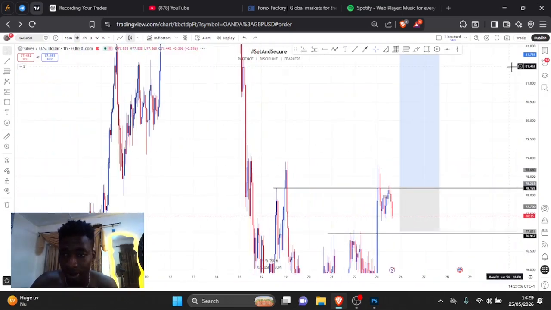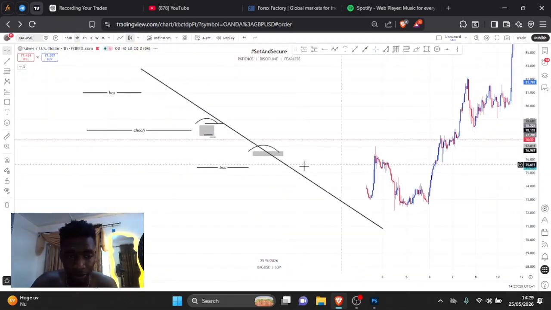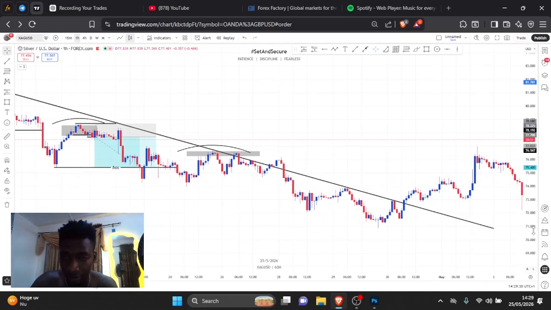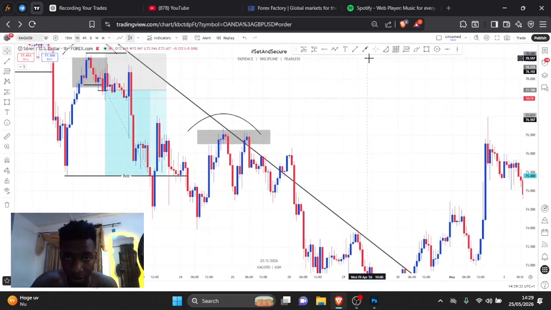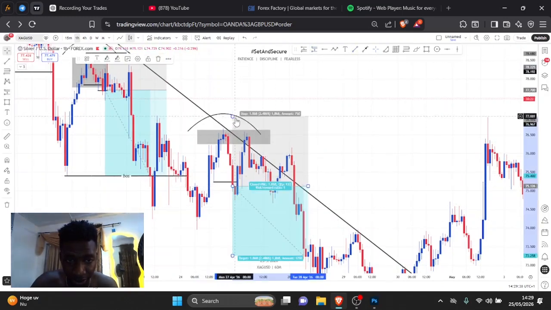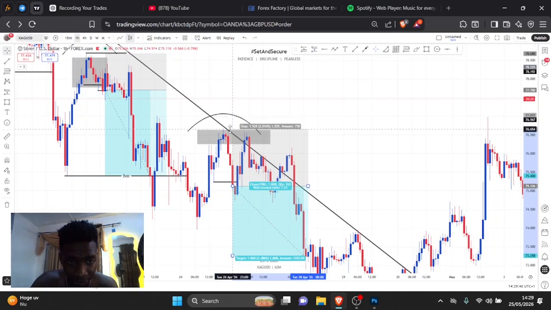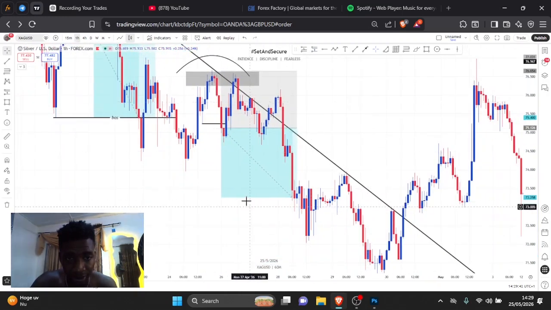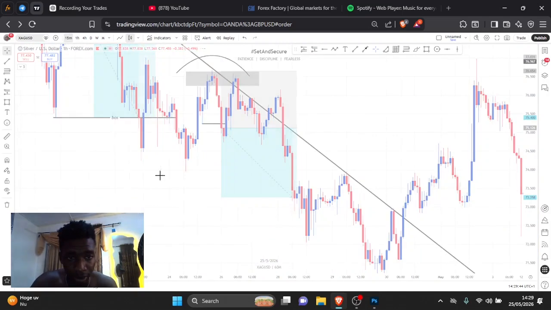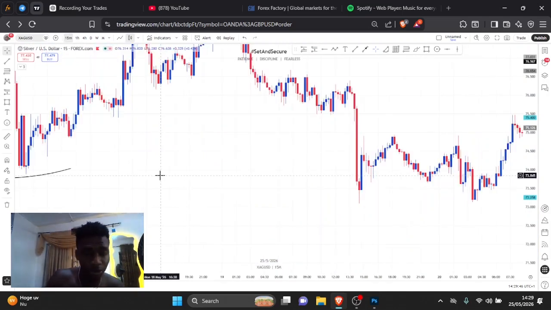Let's see. Then what do we see? We saw that right there. You remember I said we're going to enter from there, with the stop loss from the previous high. Go to 15 minutes for more details.